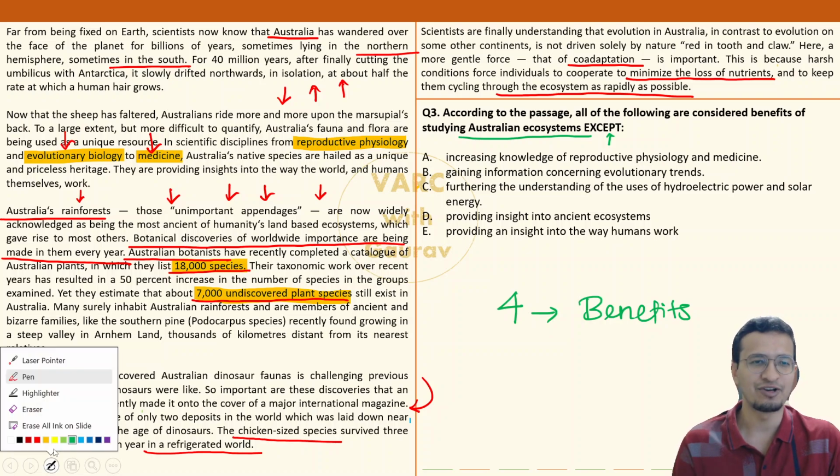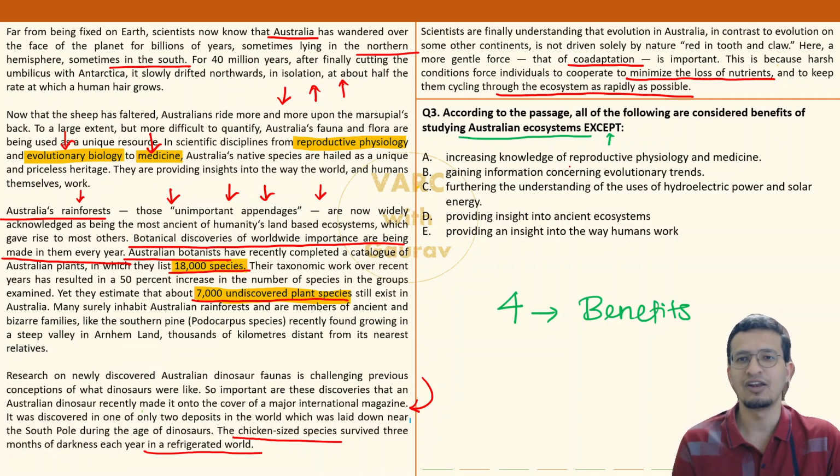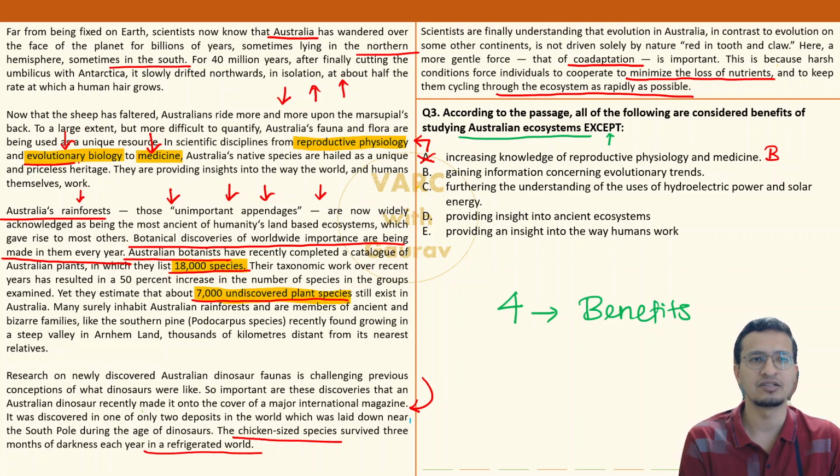Option A and B, what do they say? Increasing knowledge of reproductive physiology and medicine. Okay, over here mentioned. Okay, done. This is a genuine benefit and hence not the answer. B, gaining information concerning evolutionary trends. Once again, yes, evolutionary biology stated in the second paragraph itself cannot be the answer. This is also a genuine benefit.